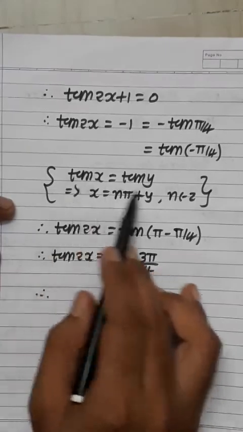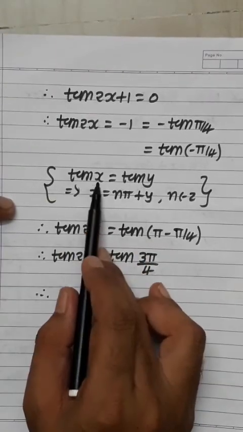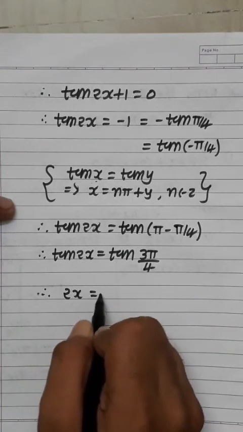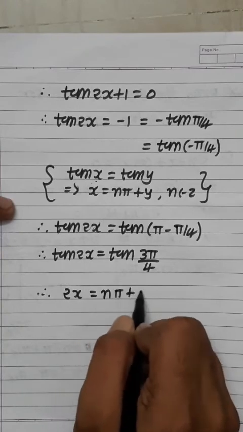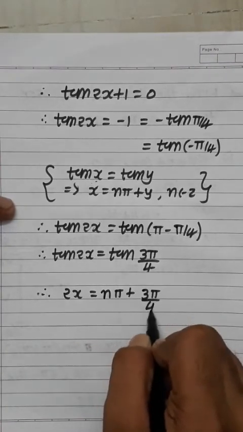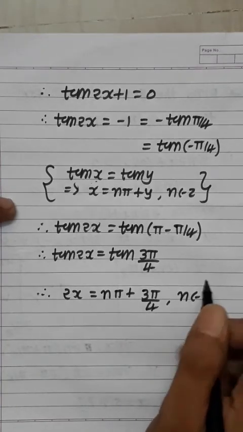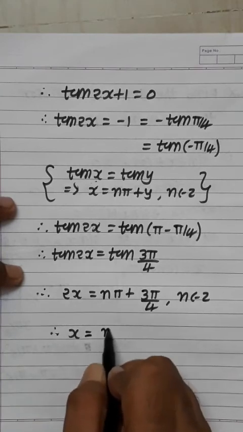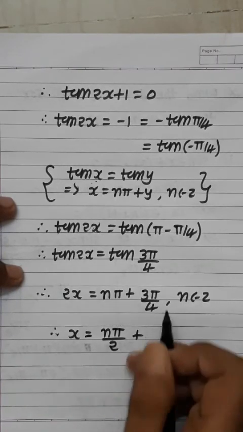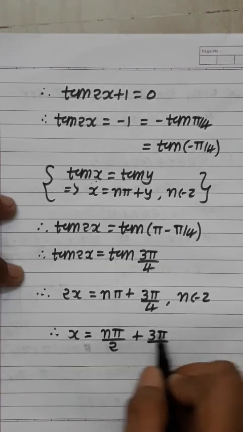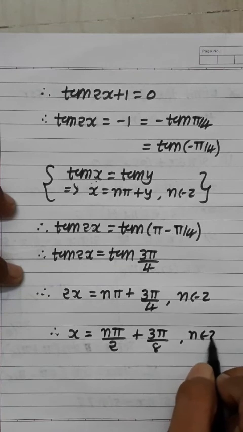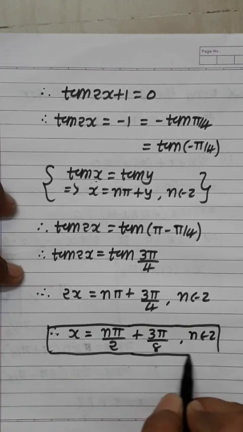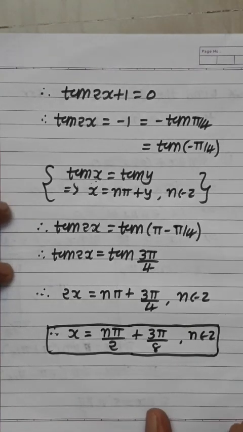Now using this result, tan x is equal to tan y, but here 2x is present in place of x. So therefore 2x is equal to n pi plus 3 pi by 4, small n belongs to Z. Now divide by 2, so we get the value of x is equal to n pi upon 2 plus 3 pi upon 8, small n belongs to Z. So our answer is x is equal to n pi by 2 plus 3 pi by 8, small n belongs to Z.